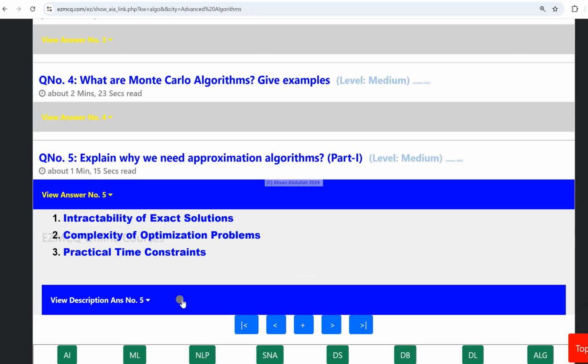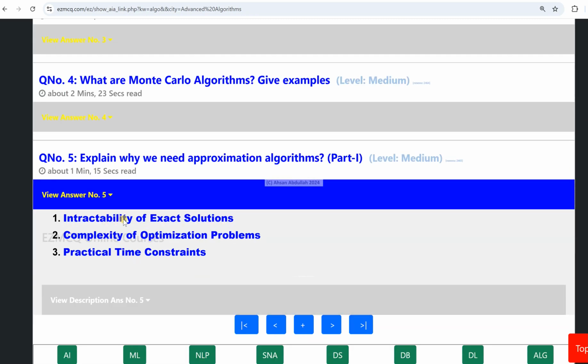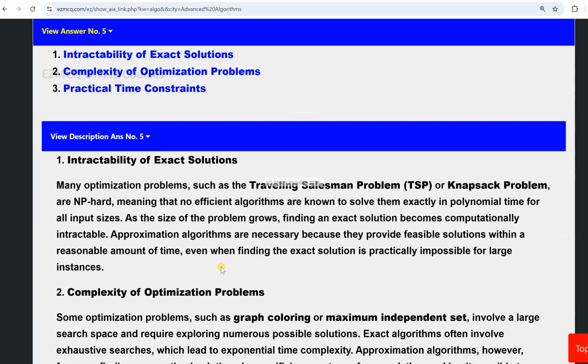So why do we need approximation algorithms? Because of the intractability of exact solutions, the solutions to the problem which you are looking for are not tractable. But we would like to have solutions to these problems, of course, not the exact solutions. So that's one reason. Complexity of the optimization problems: the time complexity of the problems which we want to solve is so high that they are basically non-polynomial time in nature, and that will take huge computational resources which are not available. Therefore, we have practical time constraints which we need to meet. So these are some of the reasons why we use approximation algorithms.